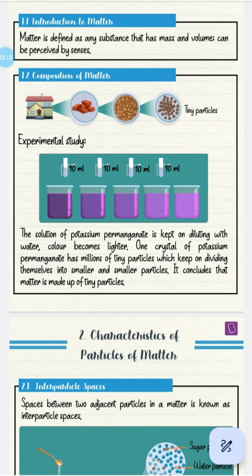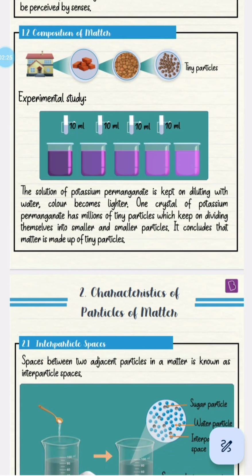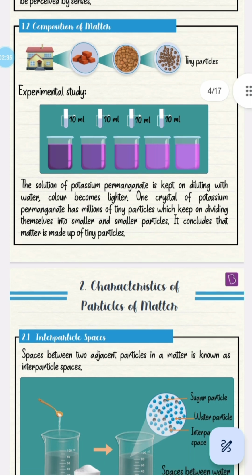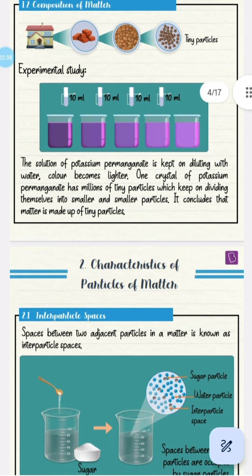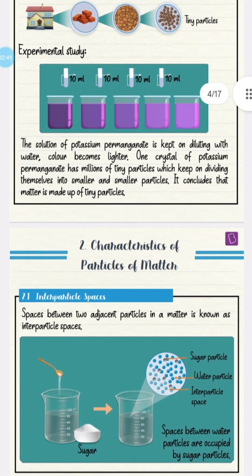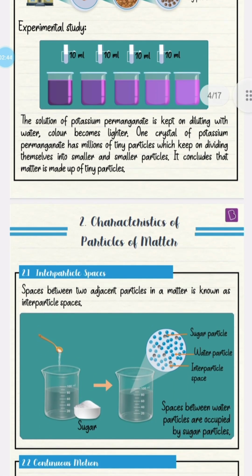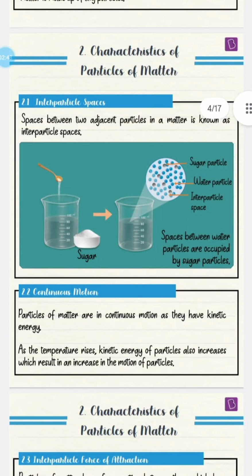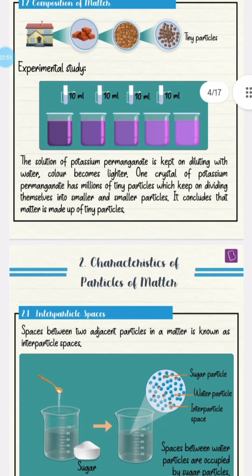Then we have an activity to show that matter is made up of tiny particles, that is given in NCERT as well. This is the activity of potassium permanganate, that when we kept on diluting potassium permanganate with water, the color becomes lighter, but still it's visible, right? It doesn't become fully transparent. The color is still visible even after continuous dilution. That is how we get to know that matter is made up of very tiny particles which keep on dividing themselves, right?